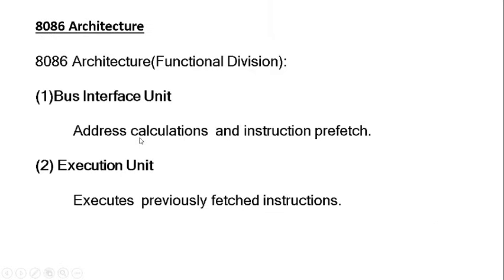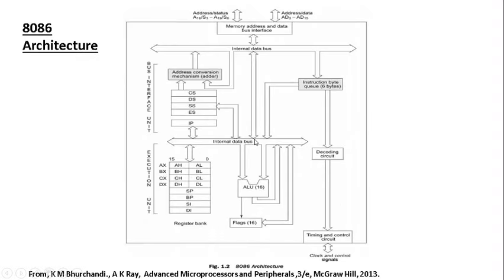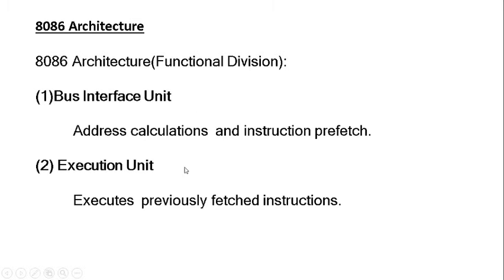What is the duty of the bus interface unit? It is used for address calculation and instruction prefetch. As I told earlier, these segment registers and the pointers will be used in address generation and will be helping in prefetching the instructions for feeding to the execution unit. Then what is the duty of the execution unit? The execution unit executes the previously fetched instruction.